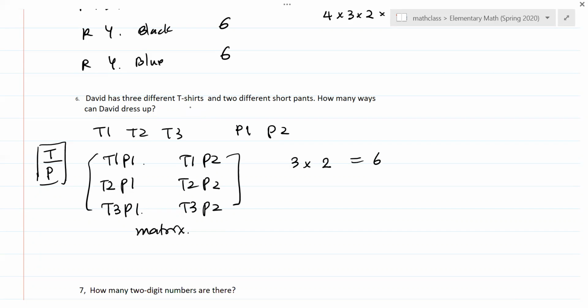Because T1, T2, T3, you have 3 choices for t-shirt, and for each fixed choice of t-shirt, you have 2 choices for the pants. So the combinations have a total of 6. That means if every day you want to change your clothing, a different combination, that's 6 days, right? So you need 3 t-shirts and 2 pants.